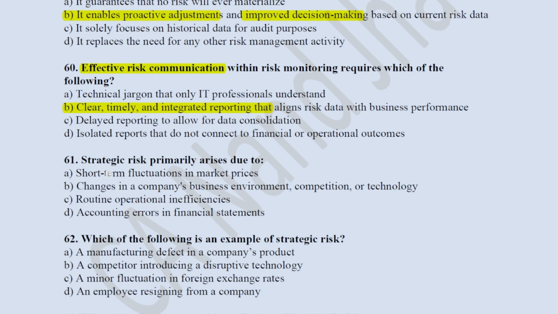Strategic risk primarily arises due to what? Short-term fluctuation in market prices. No. Changes in the company's business environment, competition, or technology. Routine operational inefficiency. No. Accounting errors. No. So the answer should be B. Strategic risk is the risk due to changes in the company's business environment, competition, or technology.